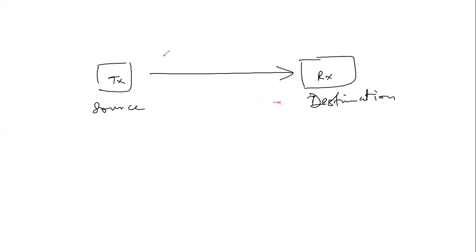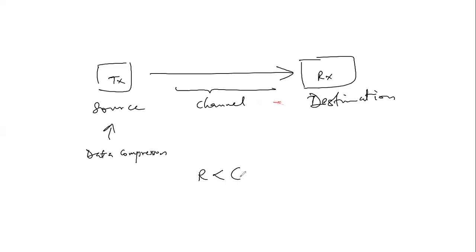Now, this is the channel. So at this point, we do data compression. Here we are doing data compression because we want to reduce the number of bits that we transmit over this channel, because we already know what Shannon said, that the rate at which we are transmitting should be less than the capacity of the channel if we must guarantee error-free or near error-free transmission.